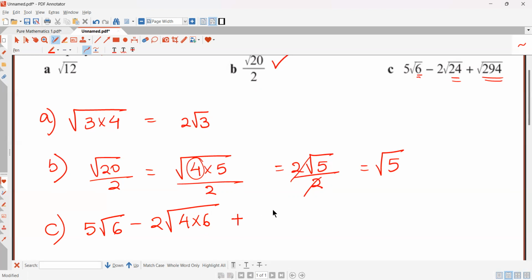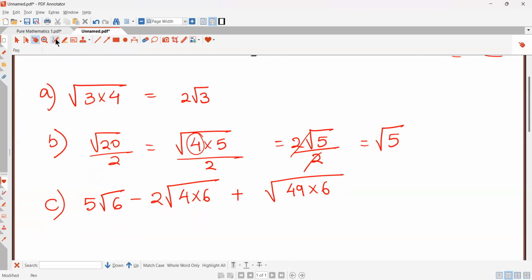Okay, now plus root 294. 294 also has to do with something with 6. What is 294 divided by 6? Tell me that. 294 divided by 6 is 49. Can you see? Our answer is coming automatically. So this is going to be 5 root 6. This 4 comes outside, becomes 2, so minus 4 root 6. Plus 49 comes outside, 7 root 6.